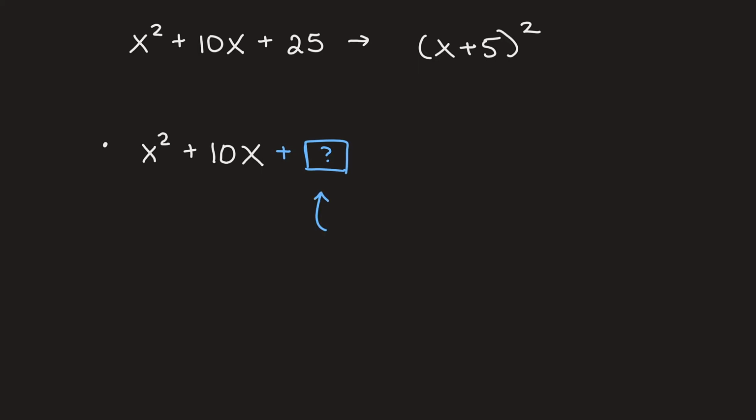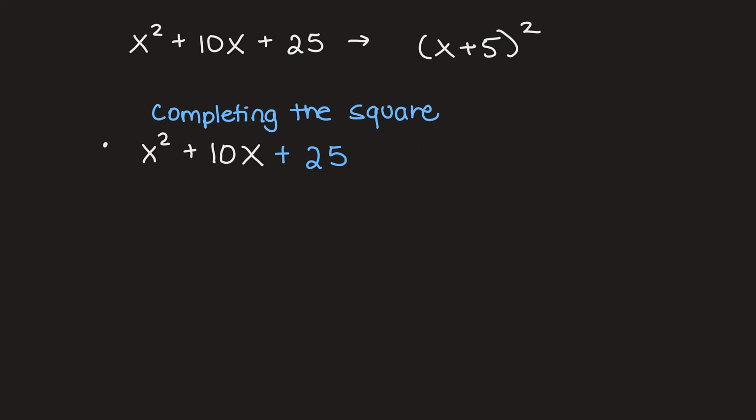To find the constant needed to complete the square, we take half of the coefficient of x, so half of 10, and then we square this value, so we have 5 squared, which is 25. And adding this constant to the expression is called completing the square of x squared plus 10x. So let's write this procedure down.